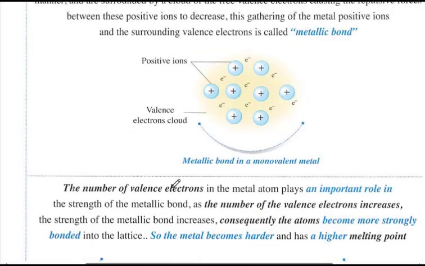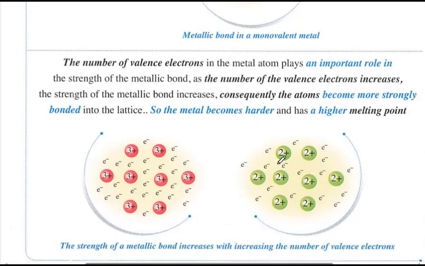So this is 1 valence electron, so its hardness is little. Here 2 electrons as valence electrons, so the binding force between the positive ions is more, and it is even harder when the valence electrons are 3. Here more electrons are used to decrease the repulsion force between these positive ions. So the metallic bond is the collection between the positive ions in the metal structure and the negative valence electrons, which form a cloud that binds these positive ions.